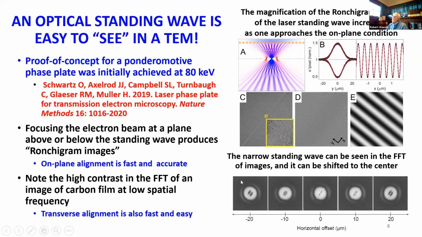You can also take images of carbon film and compute the Fourier transforms. That gives you the familiar Thon rings. Having brought the electron diffraction pattern on plane with the laser standing wave, it may still need to be shifted to the left and to the right, or X and Y shift. That is easily done in real time by looking at the real-time FFT and shifting things around until the laser streak goes right through the center of the Fourier transform.